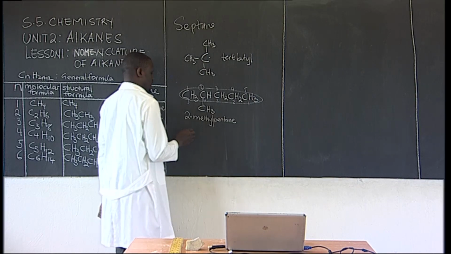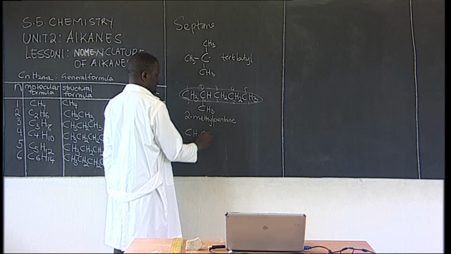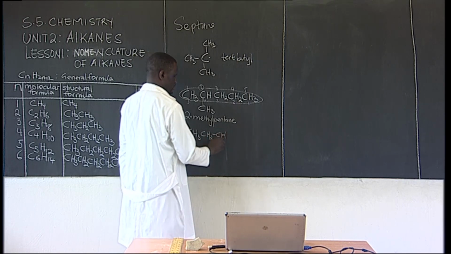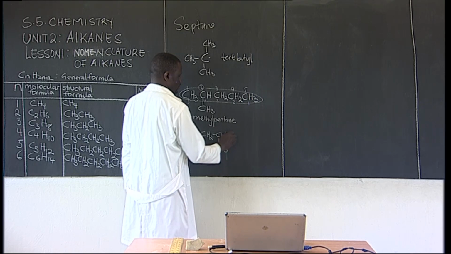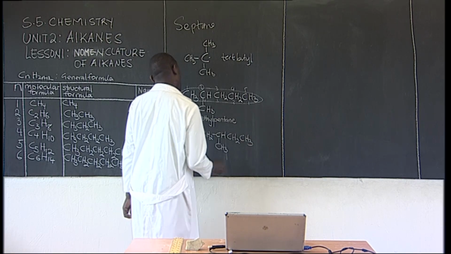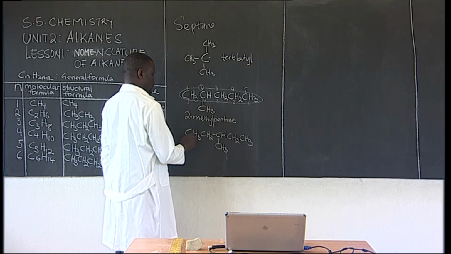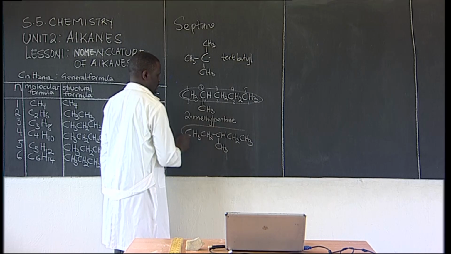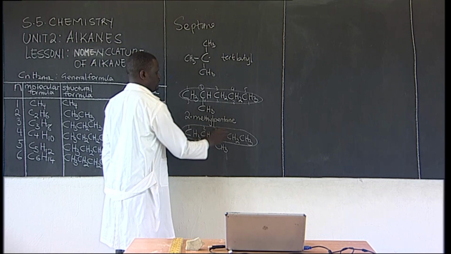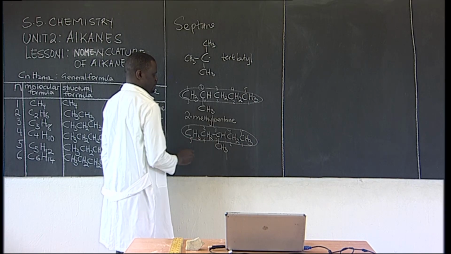Then again, let's take another example. Supposing now we have something like this. So we are going to give different examples. Here we choose the longest possible chain again. Then we say 1, 2, 3, 4, 5. So the side group is on position number 3.